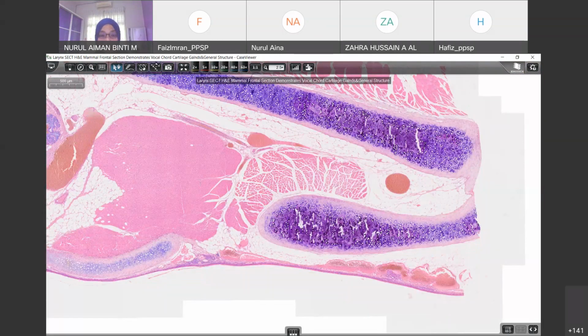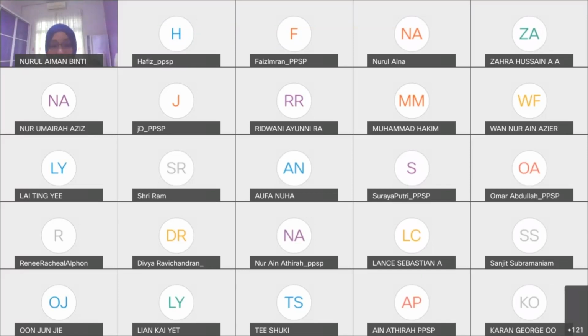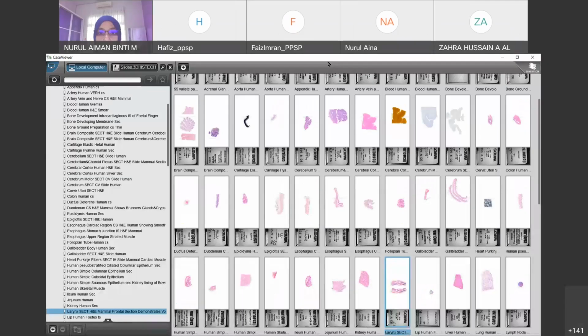Okay, I need to stop sharing first because I need to close each of the panels inside my case viewer because I don't want it to be slow after this. Alright, so I will share back to you.